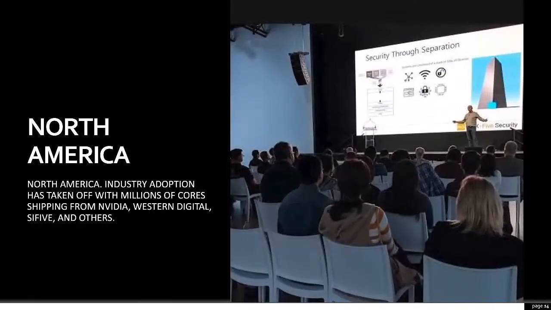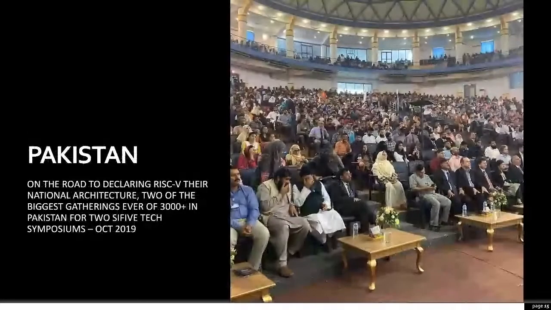In North America, we've had wide adoption. So for example, NVIDIA now uses RISC-V in all of their GPUs as a control processor, the microcontrollers inside all of their GPUs. Western Digital announced they were going to change all of their core designs over to RISC-V. And they ship billions of RISC-V cores a year. And there are many providers in North America as well, and great interest.